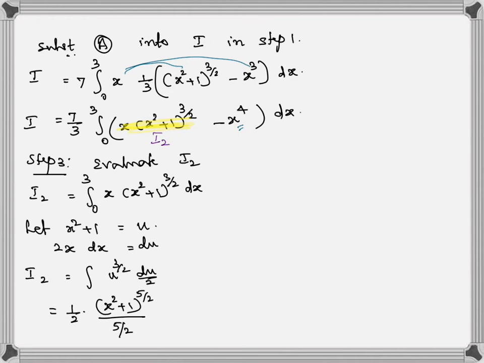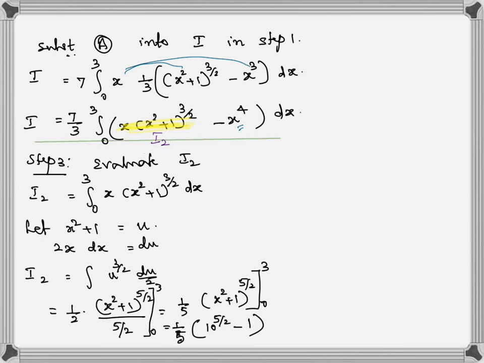U is x squared plus 1. So it is (x squared plus 1) to the power 5 by 2 over 5 by 2. So flipping the 5 by 2 and cancelling out the 2, you get 1/5 (x squared plus 1) to the power 5 by 2 between the limits 0 and 3. So it is 1/5. If you plug in x equal to 3, you get 10 to the power 5 by 2 minus 1. So this is the value of I2.